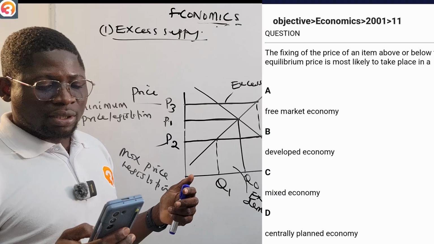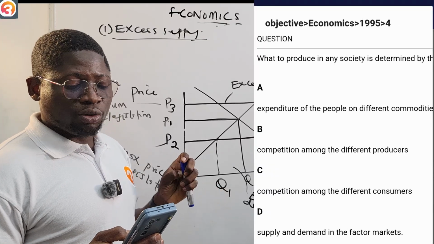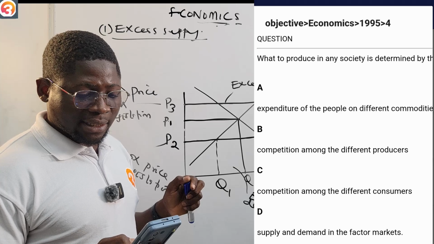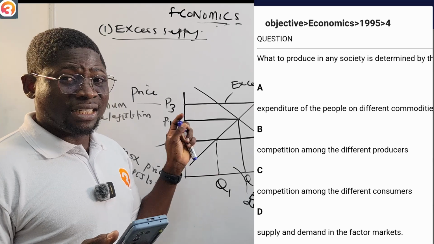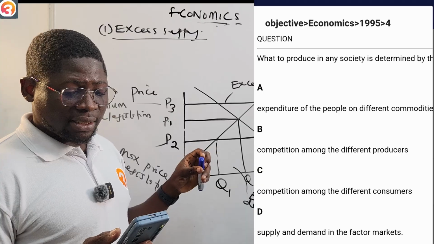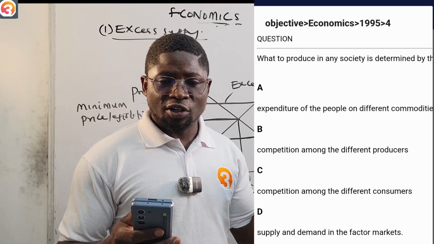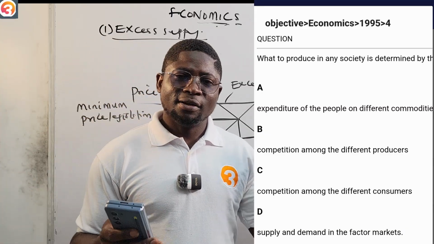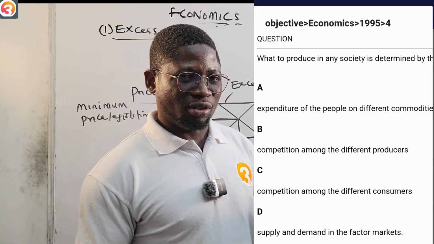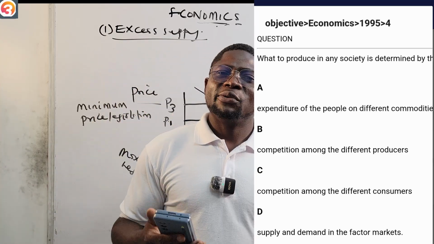So now 1995 number 4. It says what to produce in any society is determined by A, expenditure of the people on different commodities. Just take this as an assignment. B, competition among the different producers. C, competition among the different consumers. D, supply and demand in the factor market. Put the correct answer in the comment section. Say the answer is option A, B, C or D. I will tell you whether you are right or wrong.